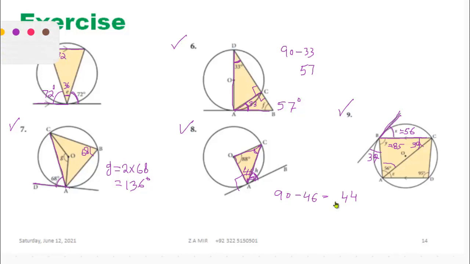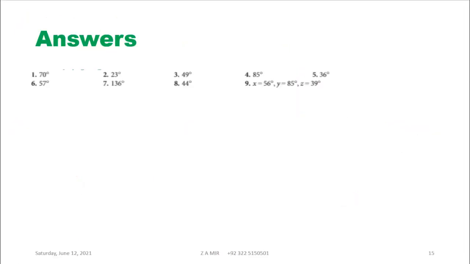Now you can observe here that line BC and line AD are parallel. So angle 39 over here and angle Z are alternate angles of parallel lines. So this Z is also 39. And these are the answers of all the 9 questions.